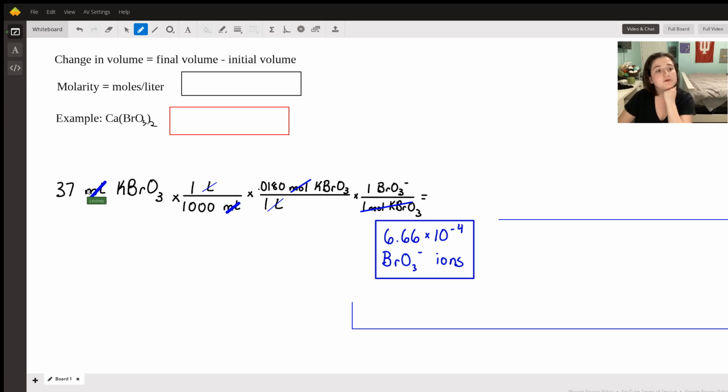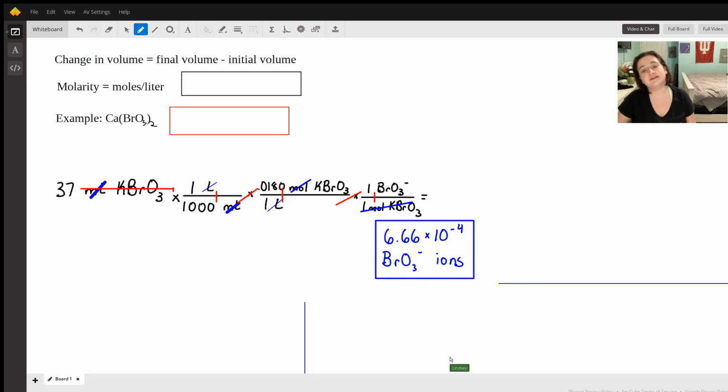So we say 37 times 1 divided by 1,000 times 0.0180 divided by 1 times 1 divided by 1. You can put this all into the same row of your calculator and it won't change it. And that gives you our answer of 6.66 times 10 to the negative 4th bromate ions.